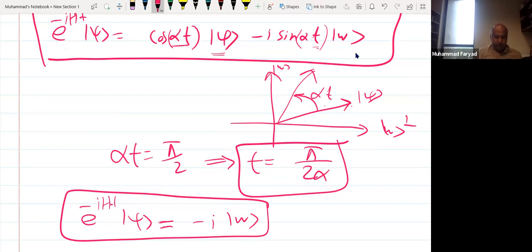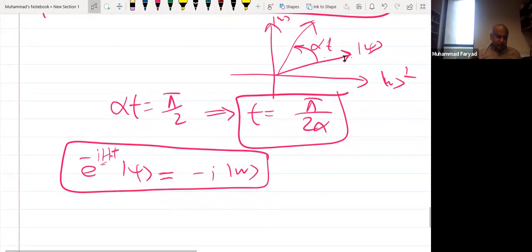Because this is 1 and this is 0. So now we have seen two things. Number one, that if we can somehow simulate our quantum system under this Hamiltonian for time t equal to pi over 2 alpha, our system will go from state psi to state omega. And number two, we now have the explicit expression for this state at any time t.